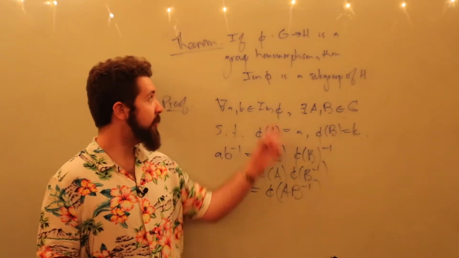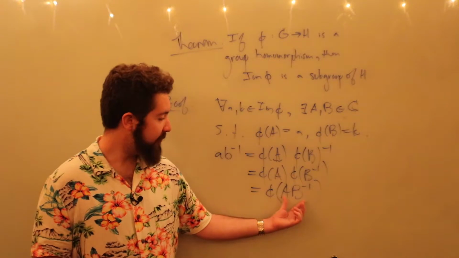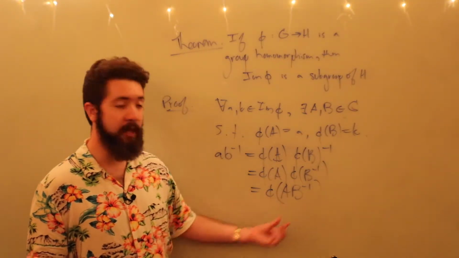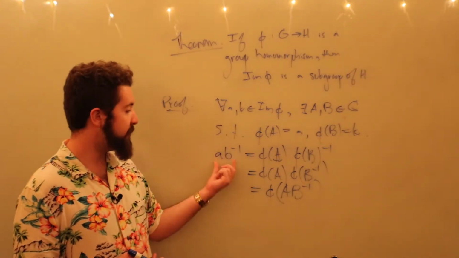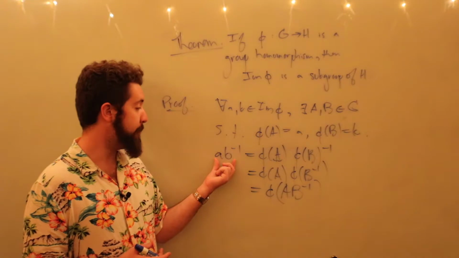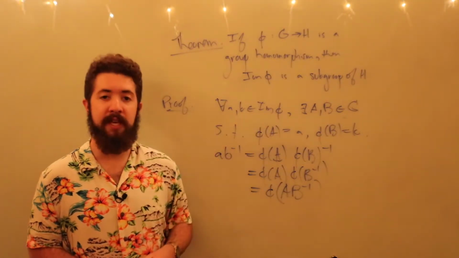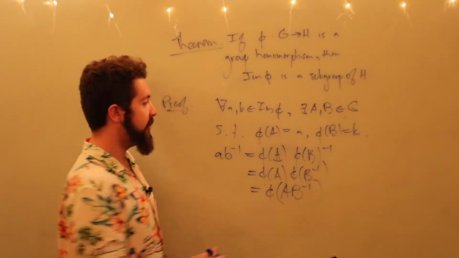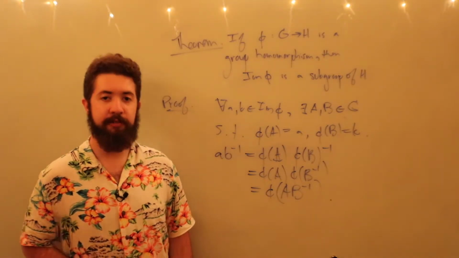But since the group G is closed under multiplication, we have that A B inverse must be another element in G, so there exists an element, namely capital A times capital B inverse, which maps to little a little b inverse, so that this element must also be in the image of phi, and we have that it passes the subgroup test. The image of phi is indeed a subgroup of H.